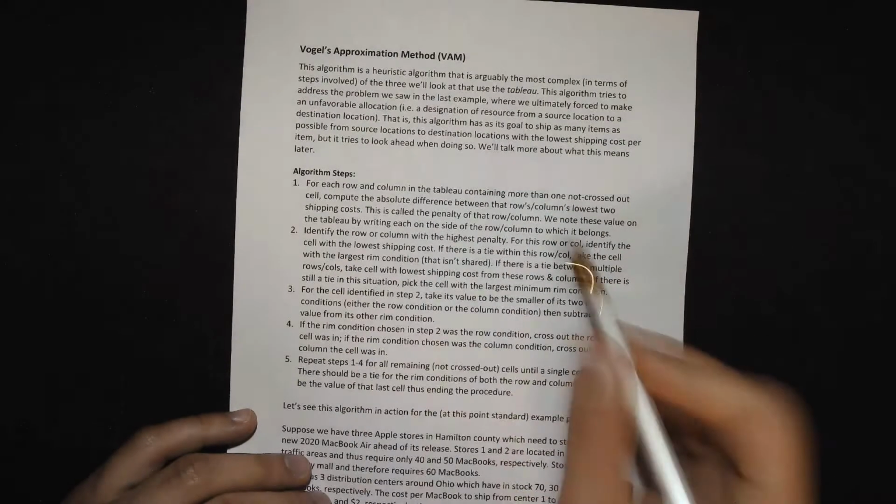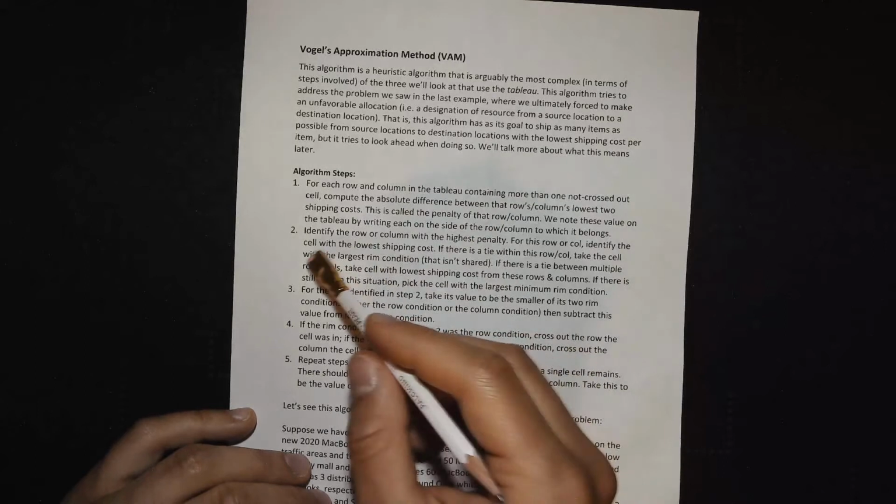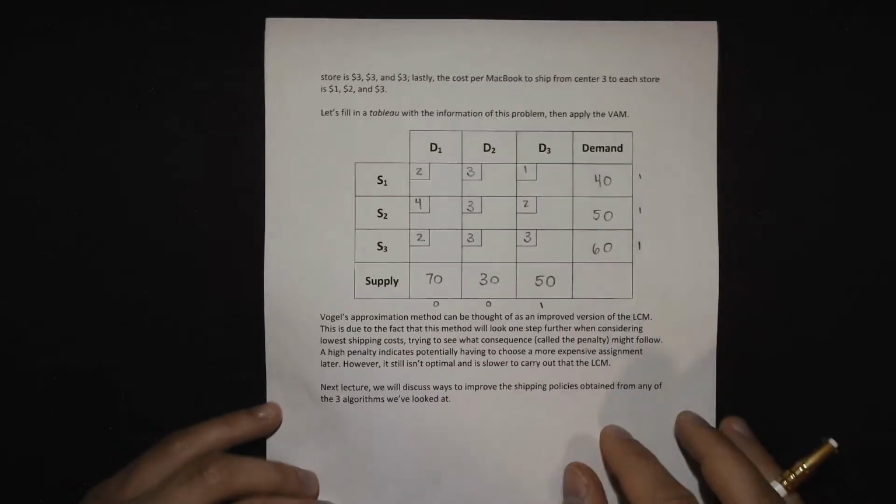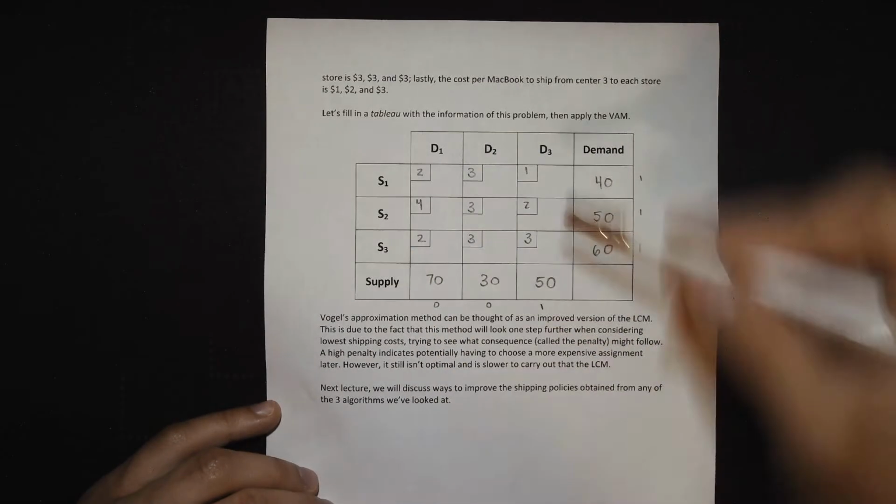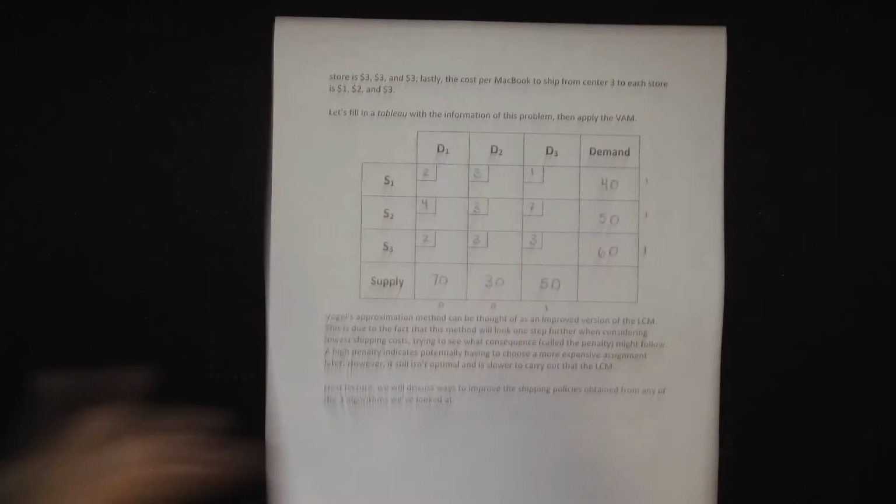Right, so that's step 1. We wrote those values next to the rows and columns to which they belonged. And then we identify the row or column with the highest penalty. As you can clearly see, we have a tie. Each of these rows has a penalty of 1, and this column has a penalty of 1.